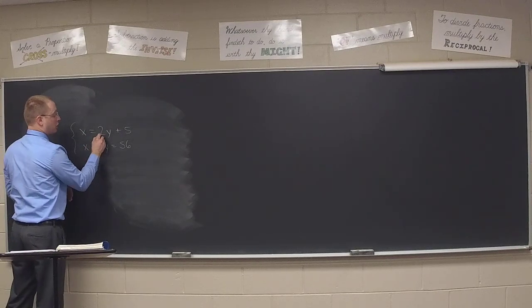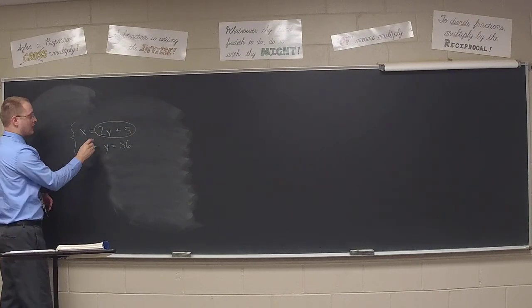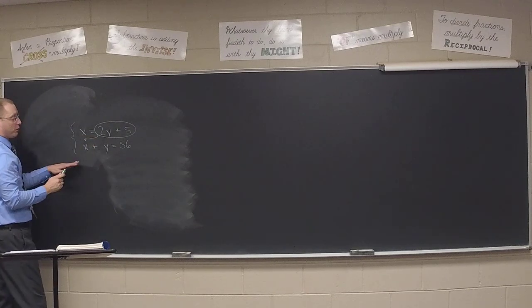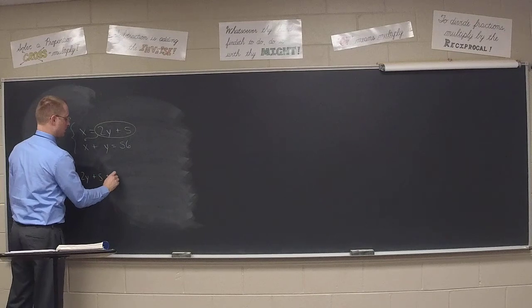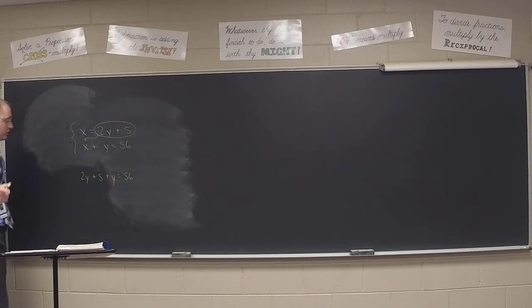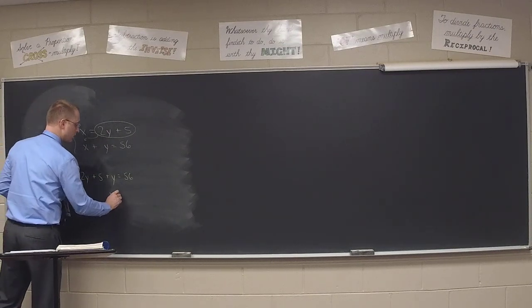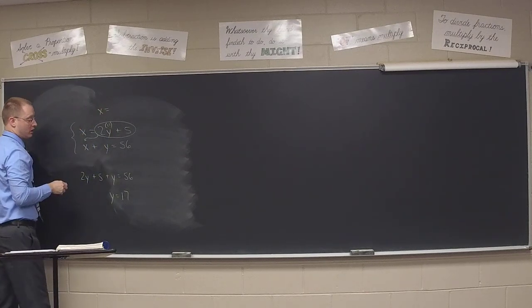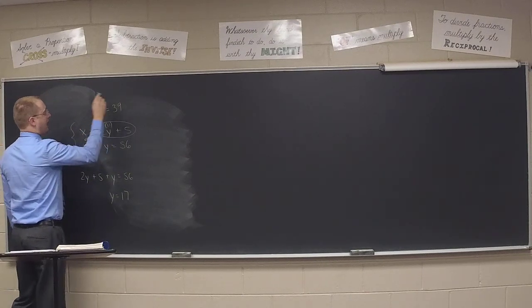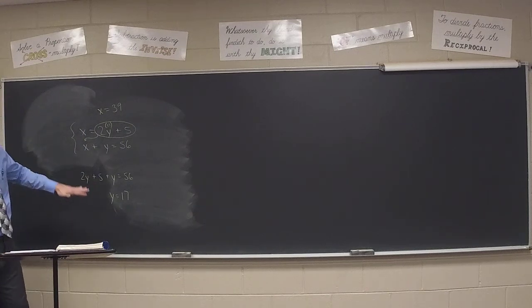To plug in for x, you took the 2y plus 5, right? And you substitute that in for x, giving you what new equation in the bottom? 2y plus 5 plus y equals 56. From there, of course, you need to combine your y's to get 3y, move the 5 over to get 51, divide by the 3. You got y equals 17, plug that back in, and that gives you x was equal to 39. And that is our answer, 39, 17, our answers.